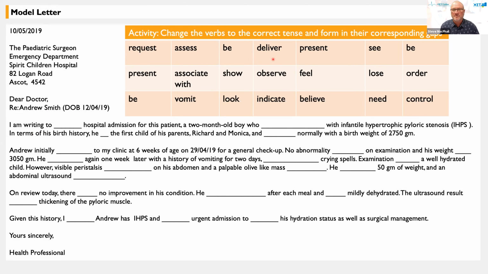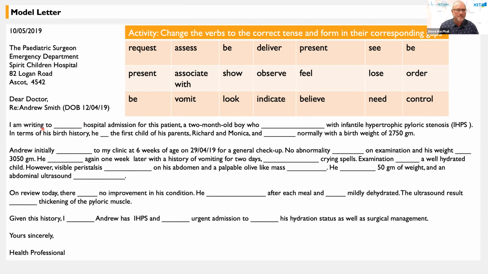I've got these verbs here. They all go in order. So we've done the hard work for you, but you have to conjugate the verb into the correct tense or form. That's your challenge, everyone. So I'm going to get everyone to type in the answers here.